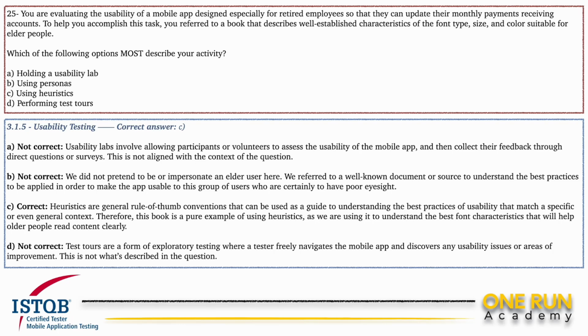So, in the context of mobile app testing, heuristics are established guidelines or best practices that help in evaluating the usability of an app. In this scenario, the book you referred to serves as a heuristic. It provides general rules of thumb that are particularly relevant to ensuring the app is accessible to elderly users. By applying these guidelines to assess the font characteristics, you are effectively using heuristics.